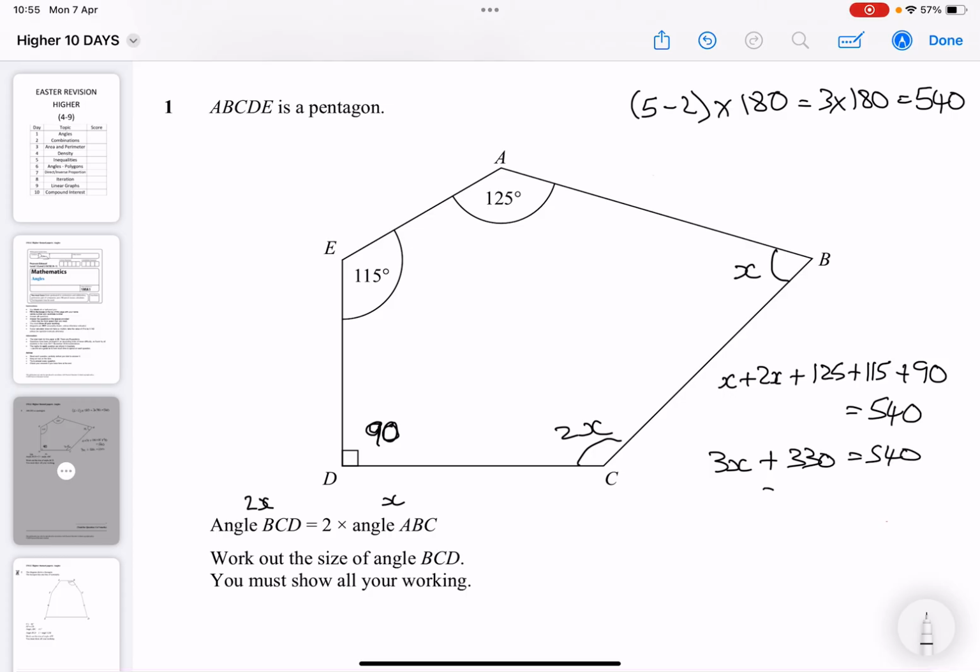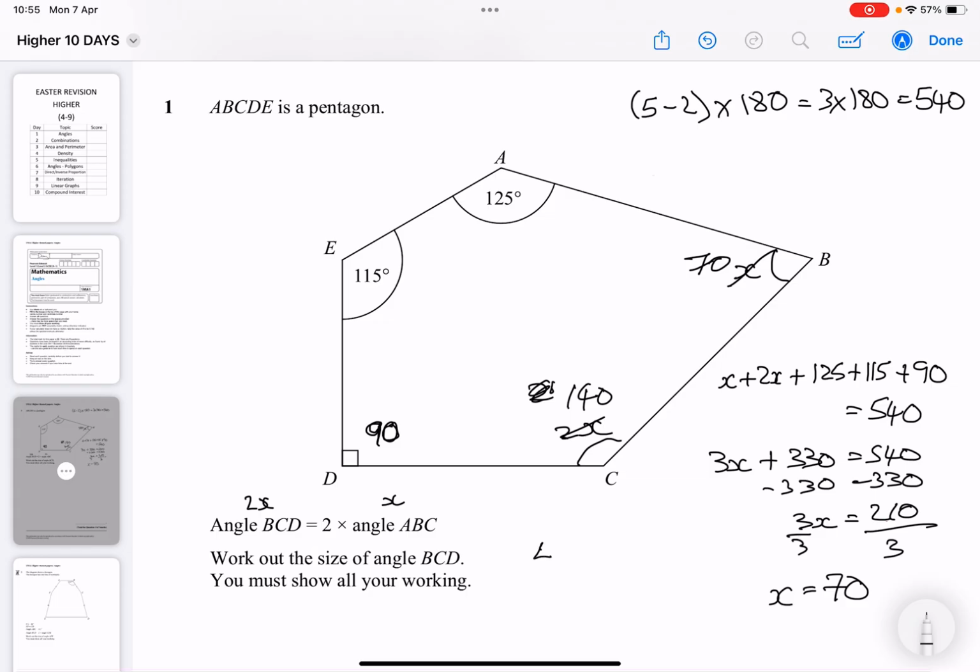Solve the equation: take 330, so 3x equals 210, divide by 3, x equals 70. So if I sub in, that's 70, that is 140, which is 2 lots of 70. Work out the size of angle BCD. Well, angle BCD, we sometimes write it like that, equals 140.